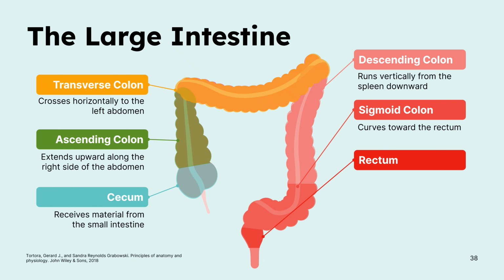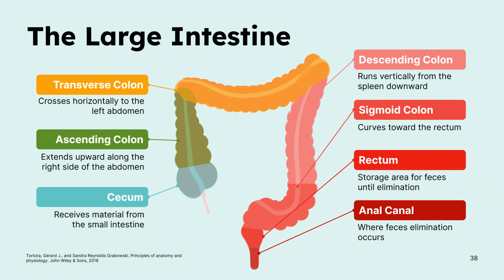The rectum then serves as a storage area for feces until elimination, which occurs through the anal canal. Each segment of the large intestine contributes to absorbing water, compacting waste, and preparing it for elimination.